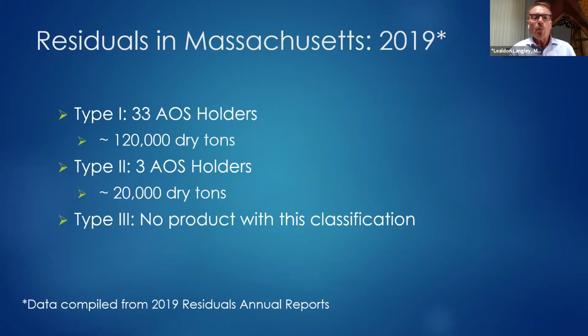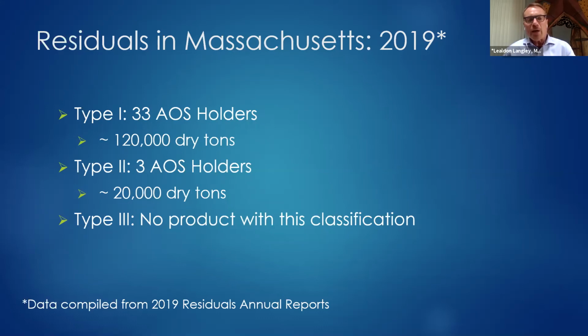We have 31 of these. AOS refers to approval of suitability. That's the term that we use for the permits that approve residuals in Massachusetts. We have 33 AOS holders, and in 2019, they produced 120,000 dry tons that were approved as type 1 residuals in Massachusetts.